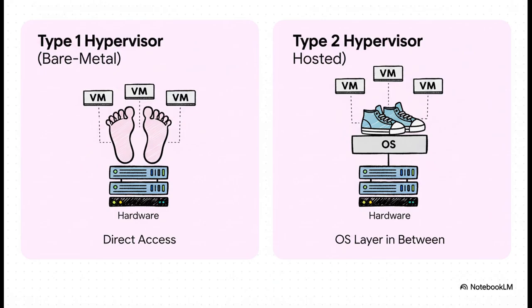So what's the magic trick here? It's a piece of software called a hypervisor, and there are two main flavors. Think of a Type 1 hypervisor like running barefoot. It sits right on the hardware, so it's super fast and super efficient. A Type 2 is more like wearing shoes. It runs on top of your regular OS, which makes it way easier to get started with. Think of something like VirtualBox.